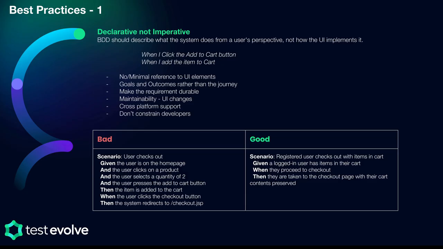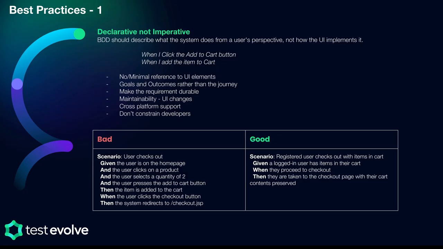A bad version of a user checkout would be: given the user is on the home page, and the user clicks on a product, and the user selects a quantity of 2, and the user presses the add to cart button. It's really not very readable at all. It's not a very succinct requirement. Obviously it talks about the UI a lot, and that's not what we want.